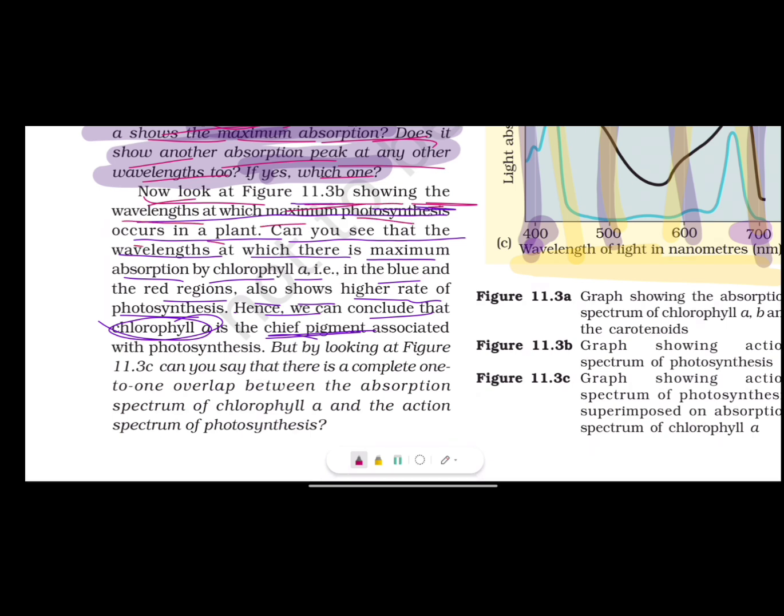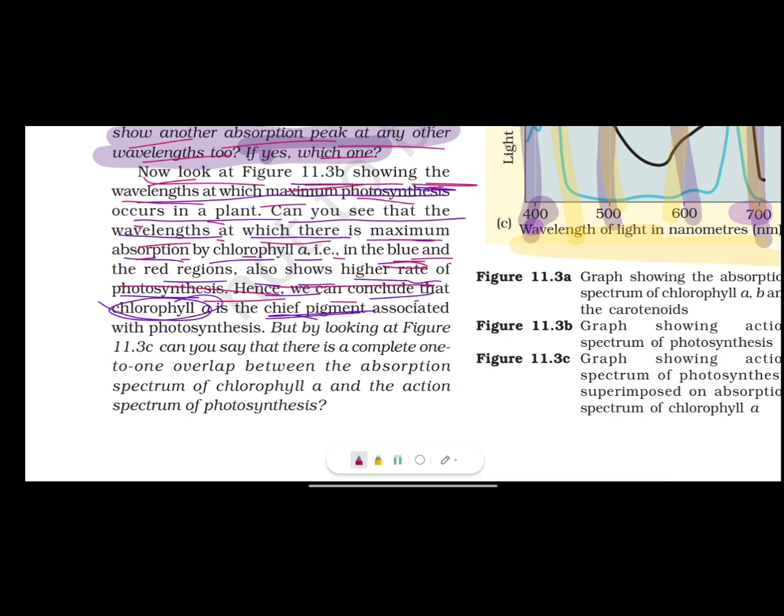Now look at the figure showing the wavelength at which the maximum photosynthesis occurs in a plant. Can you see that? Wavelengths at which there is maximum absorption by chlorophyll A, as we have studied, are in the blue and red region. These also show a higher rate of photosynthesis, hence we can conclude that chlorophyll A is the chief pigment. So this is a very important question: which is the chief pigment? Chlorophyll A is the chief pigment associated with photosynthesis. But by looking at figure 11.3c, can you say that there is a complete one-to-one overlap between the absorption spectrum of chlorophyll A and the action spectrum of photosynthesis?